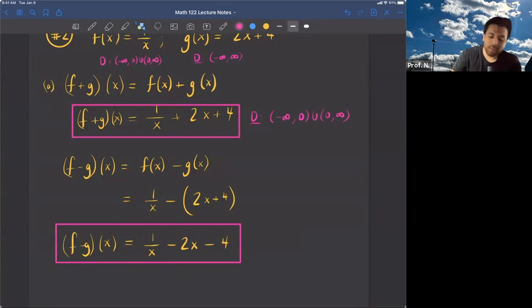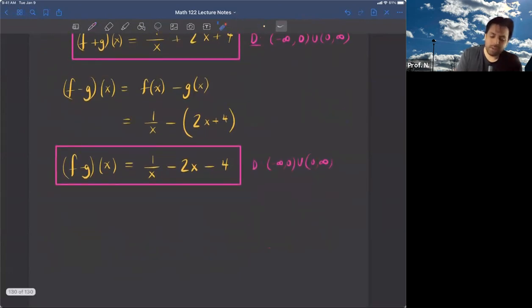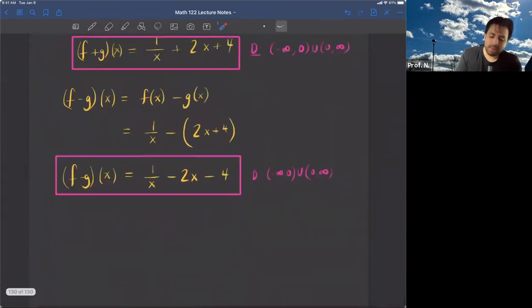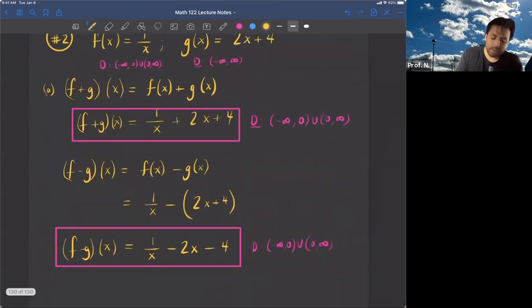And then similarly, the domain is exactly the same. The domain here is nothing out of this world. It's the same exact thing because I have a very similar function, except that here it's all summed up, and here we have subtraction symbols. So that's f plus g, that's f minus g.